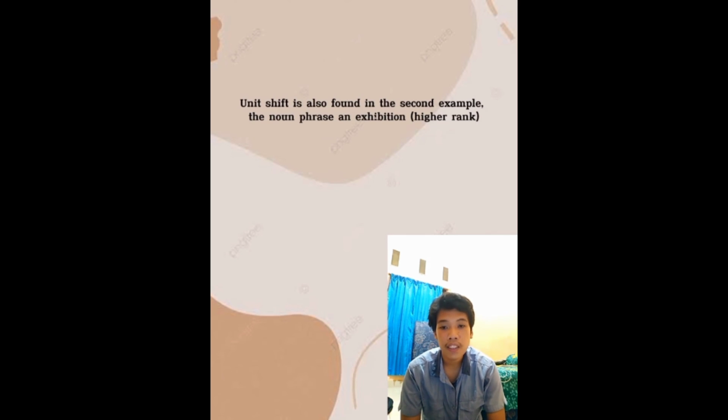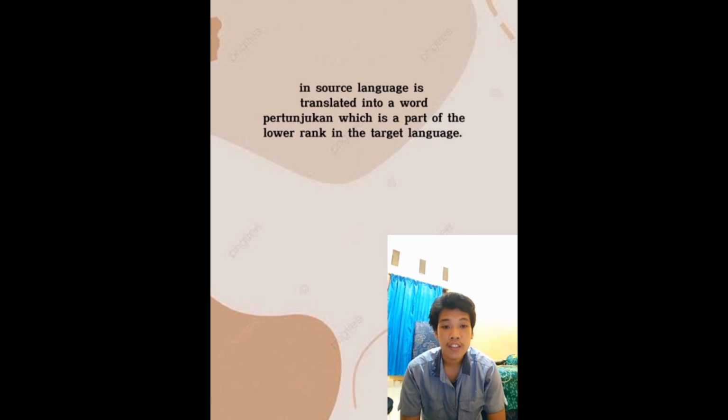The same is also found in the second example, the noun phrase "exhibition." It is the higher rank in the source language, translated into a word, tunjukkan, which is a part of the lower rank in the target language. Okay, that's the explanation.